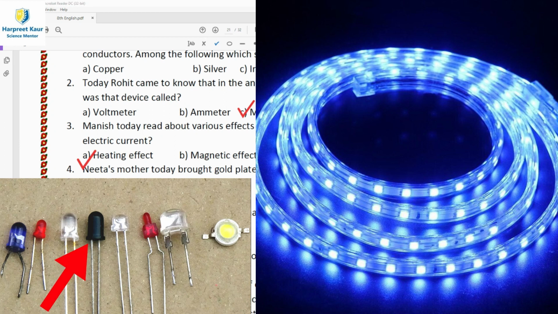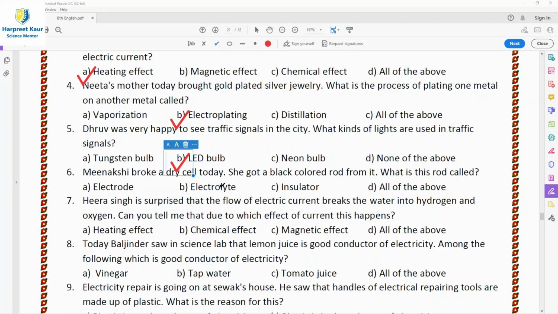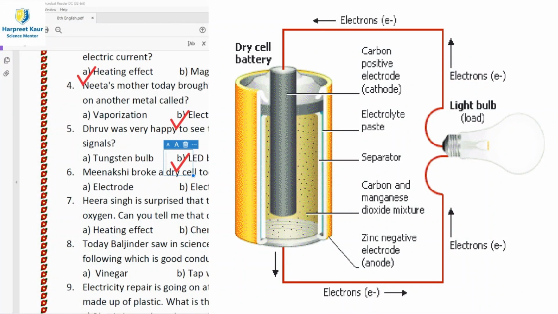Another reason for the preference of the LED is that the LED glows even when a weak electric current flows through it. Question 6. Minakshi broke a dry cell today. She got a black colored rod from it. What is this rod called? So this rod, it is used in an electrolytic cell or a dry cell. It is called an electrode.